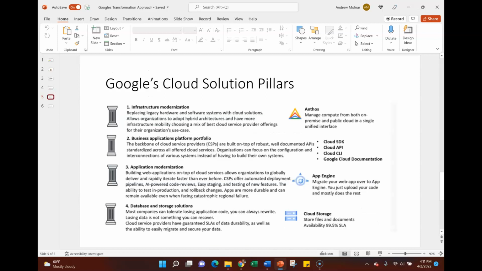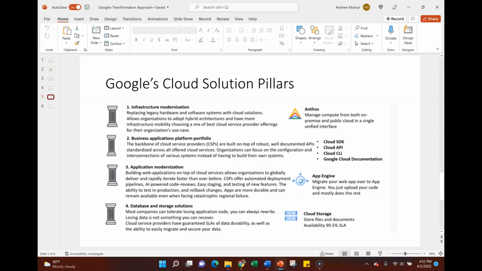Now, I don't want to go on too much longer, but in the next 2 slides, I lay out in some detail, and I wrote my notes on the slides for each. So under infrastructure modernization, for example, we talk about replacing the legacy hardware and software with cloud solutions. This would be Google's approach to the infrastructure. It's going to allow your organization to adopt some sort of hybrid architecture, move towards a more mobile infrastructure where we're all working from cafes or from home, and we can choose a mix of the best cloud service providers. And then to the right, I have examples.